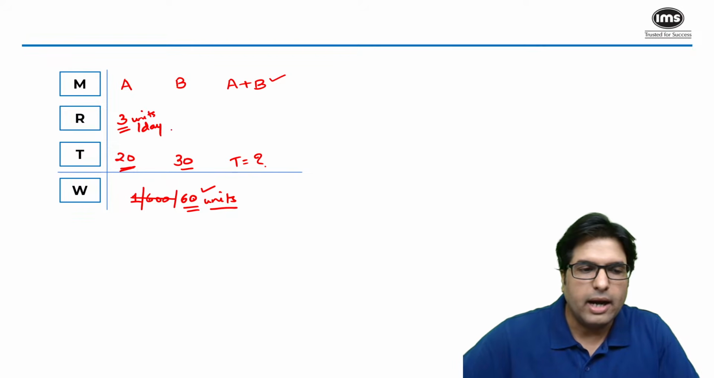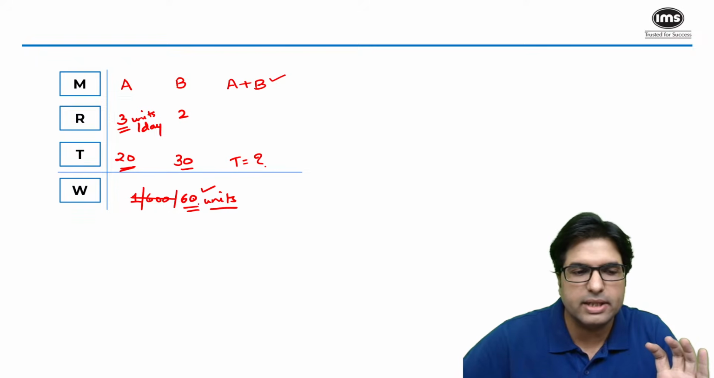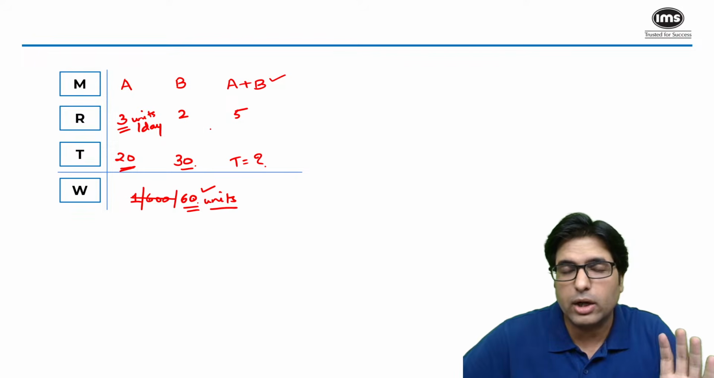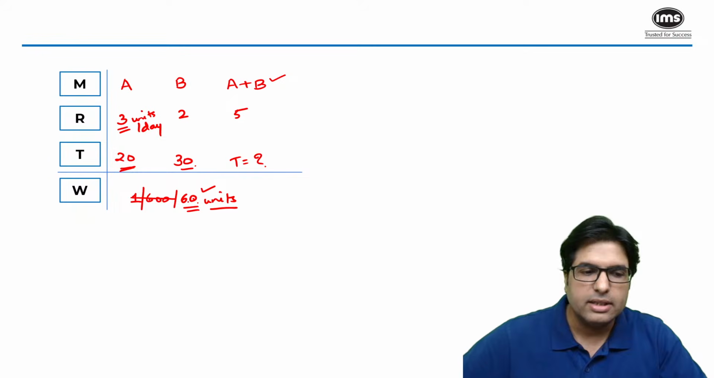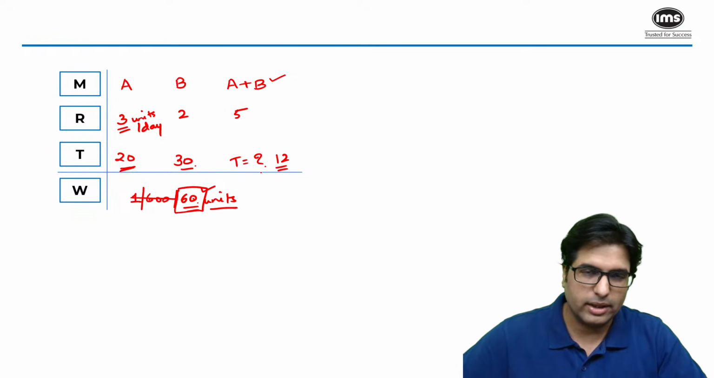And B similarly completes 2 units per day. 60 divided by 30 would be 2. So in all, if both of them are working together in a day, they'll be able to complete 5 units of work, and 60 is the total work. So we'll divide 60 by 5 and say they'll together take 12 days.